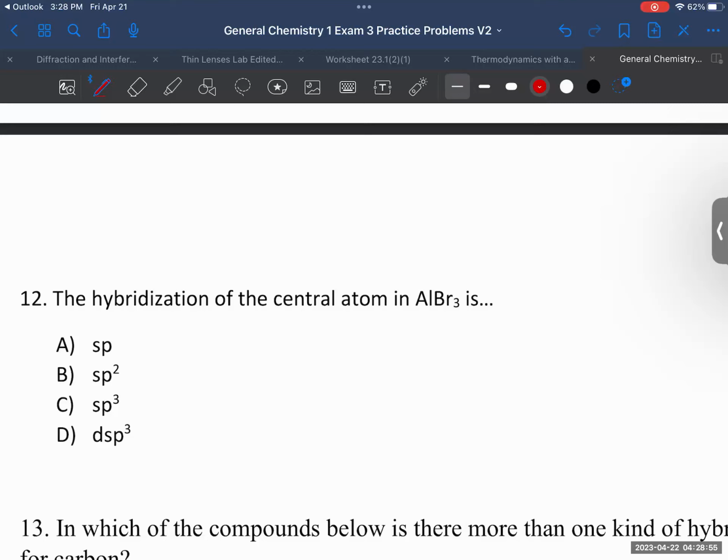The hybridization of the central atom, AlBr3, and now you all want to see the explanation, so I'll show you the explanation. So we know that carbon has 4 bonds, right? Yes. And we know that carbon likes 4 bonds. But according to this, what's the electron configuration of carbon?